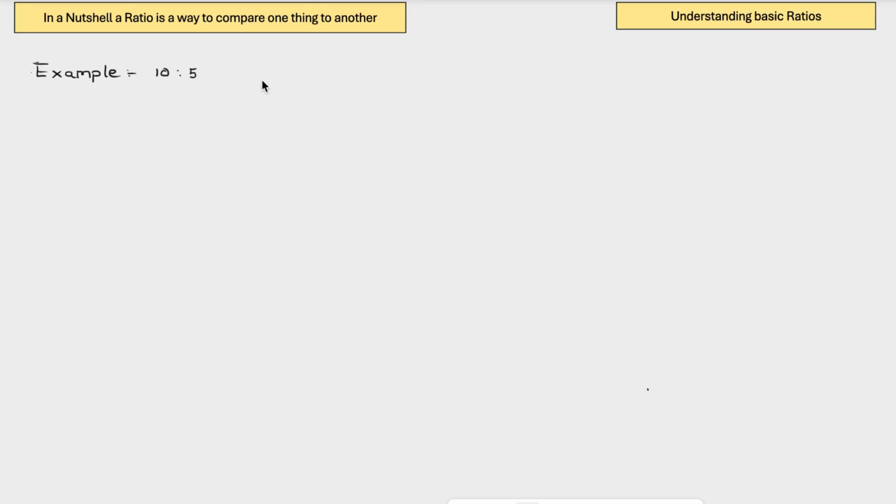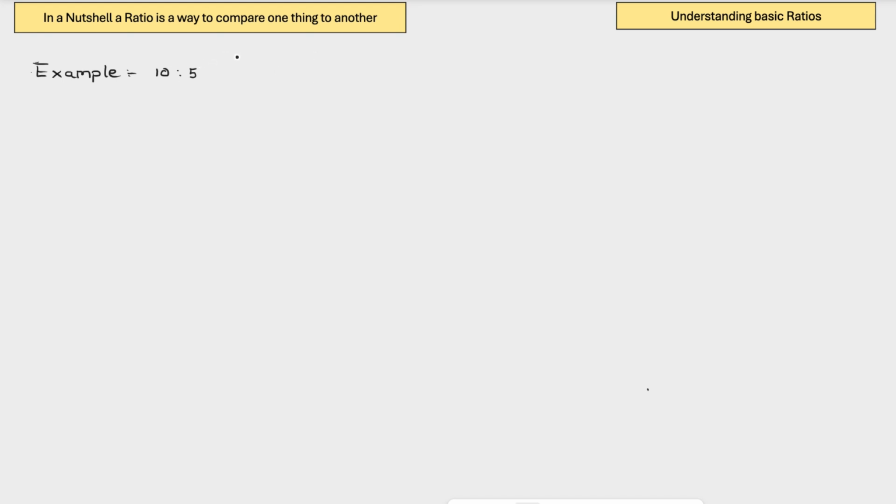This video is for people who have no clue what a ratio is or how to solve a ratio. So this is me telling you, don't be frightened. I know you hate maths, but I know if you're looking at this, you need it for yourself or to help one of your children. So as I've put here, in a nutshell, a ratio is just a way to compare one thing to another.